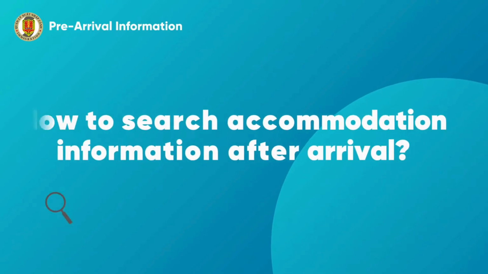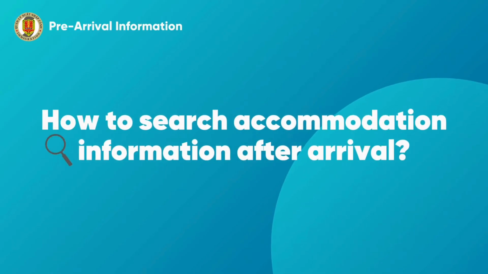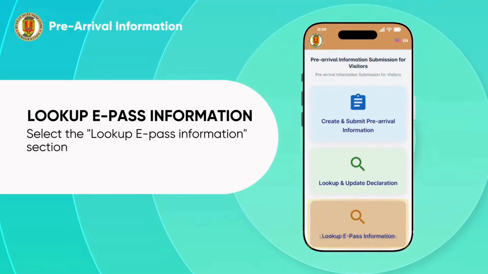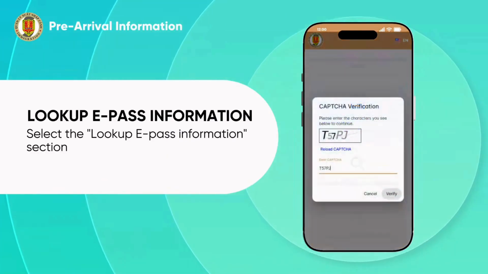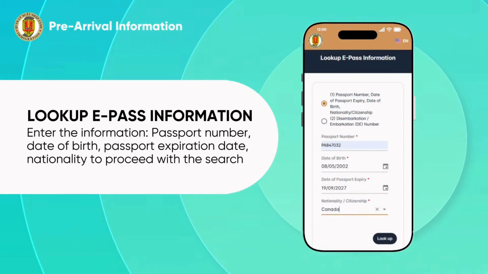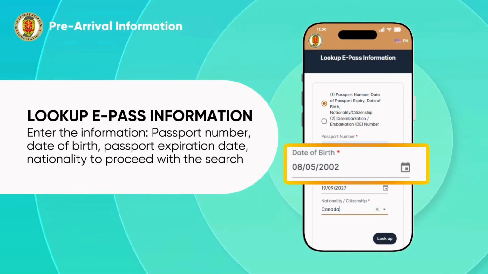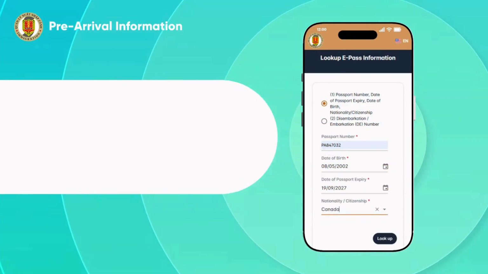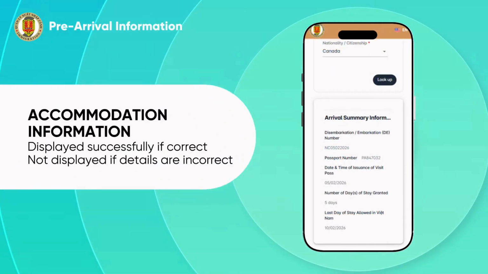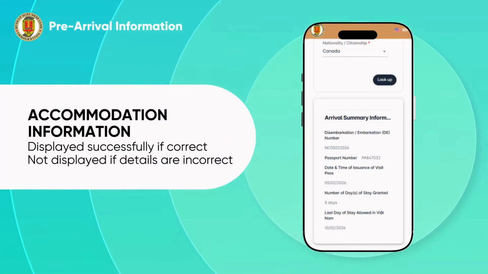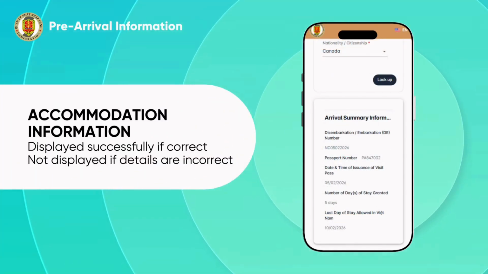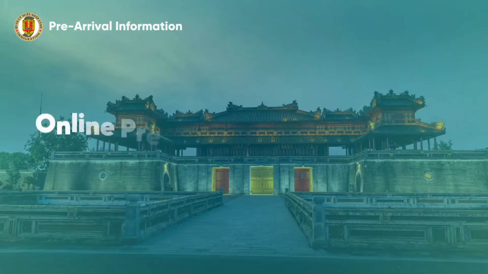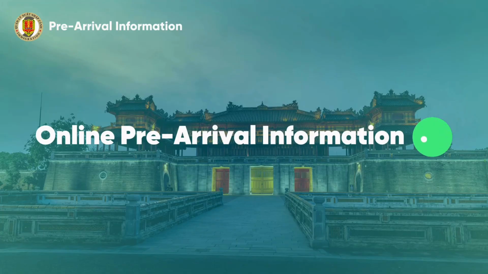How to search accommodation information after arrival. Please follow the guidance below. On the main interface, select the Lookup ePass Information section. Enter the verification code. Enter the information: passport number, date of birth, passport expiration date, nationality, to proceed with the search. If the information is correct, the system will display the corresponding accommodation information. Conversely, if the information is not correct, the system will not display the information. That's it. How simple it is.